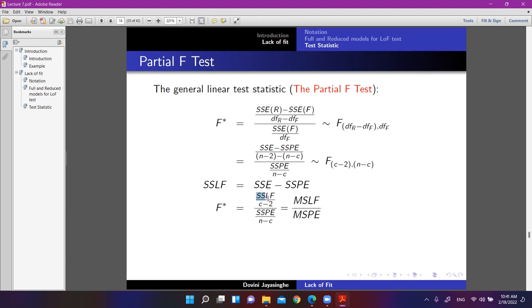So when you divide sum of squares by the corresponding degrees of freedom, what do you get? The mean squares. This is lack of fit, this is pure error. When you divide the sums of squares by the corresponding degrees of freedom, you are getting the mean squares.